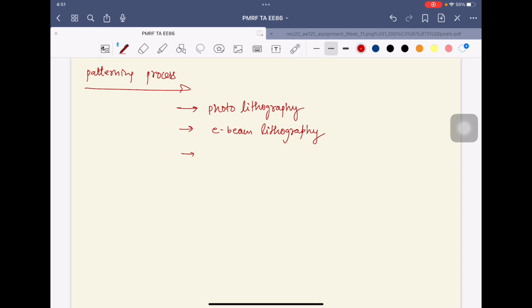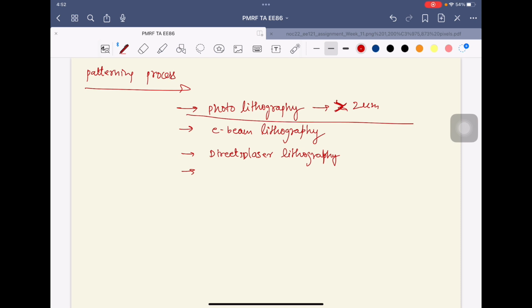you have some direct laser, 3D laser lithography, and many more. So if your feature size is 2 micron or greater than 2 micron, then you can use photolithography.